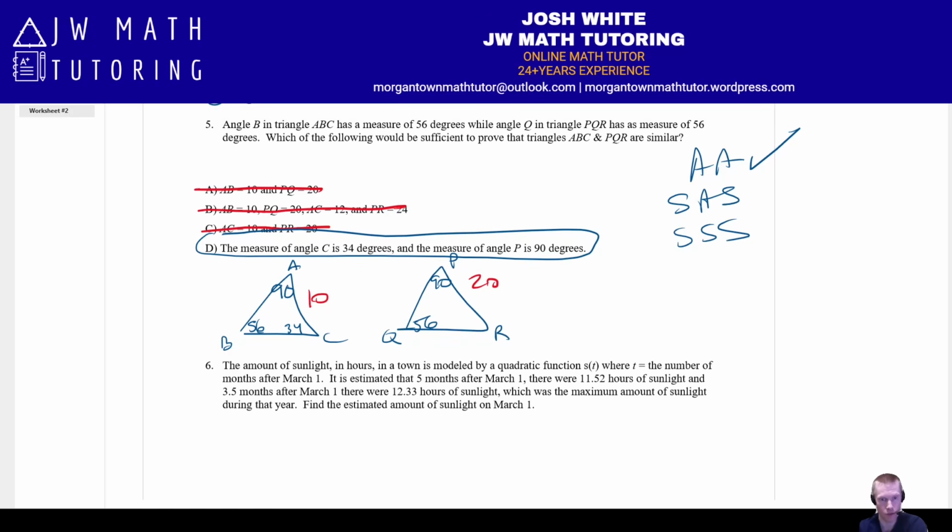Similarly, you could also determine that angle R is 34 because 90 plus 56 is 146, and 180 minus 146 is 34. Therefore, you also could have two pairs of congruent angles, B to Q and C to R. So in either case, the correct answer is D for this problem.